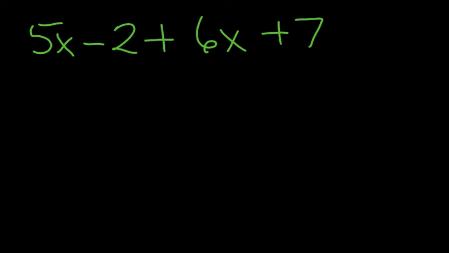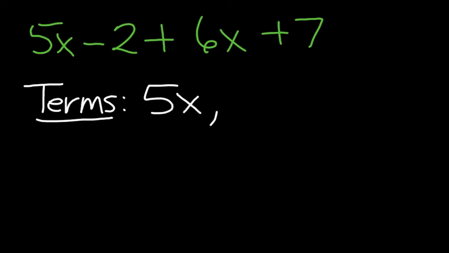Now, we need to learn a little math vocabulary. First of all, we need to learn what term means. Or terms. The expression above, 5x minus 2 plus 6x plus 7, has 4 terms. The plus and minus signs serve as dividers between the terms. So, if the book was to ask you to list the terms, you would go, 5x, negative 2, 6x, 7.